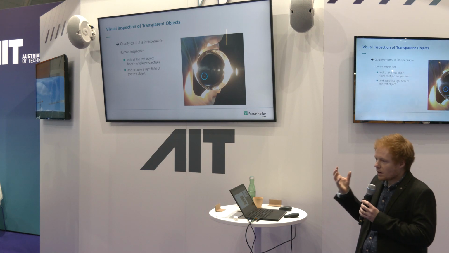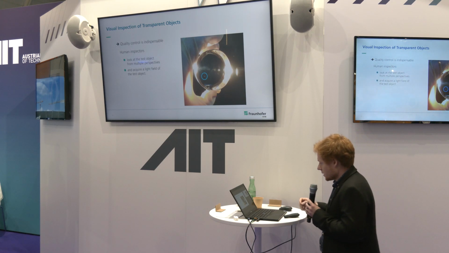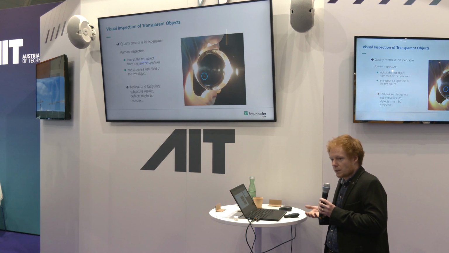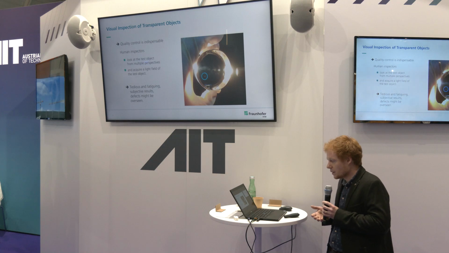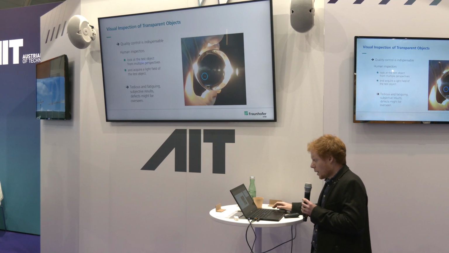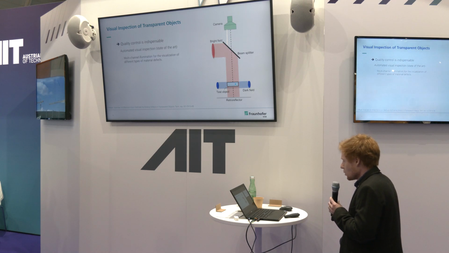So the main idea of a light field is that you have the directional information of the light inside this data. And the problem with doing human inspection is that it is very fatiguing. You have subjective results, and you might oversee defects, what could be very crucial depending on the application. So what can we do to automate this process?